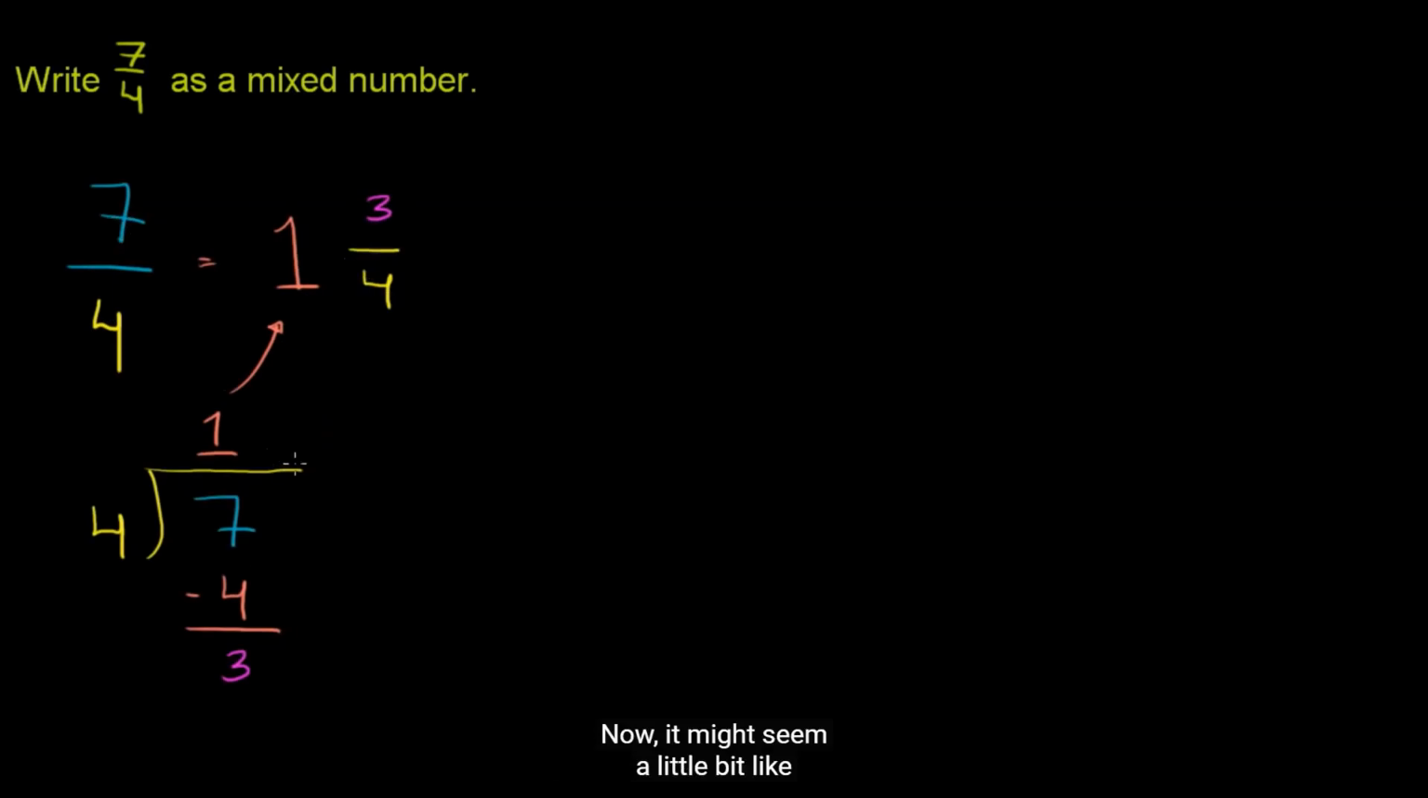Now, it might seem a little bit like voodoo what I just did. I divided 4 into 7. It goes one time, and then the remainder is 3. So I got 1 and 3/4. But why does that actually make sense? Let's draw fourths. Let's draw literally 7/4, and maybe it'll become clear. Let's do a little square as a fourth. So I'm going to do a square like that, and that is 1/4.